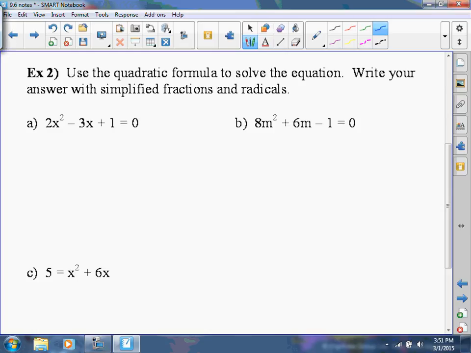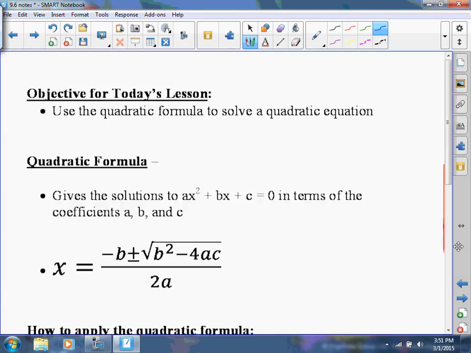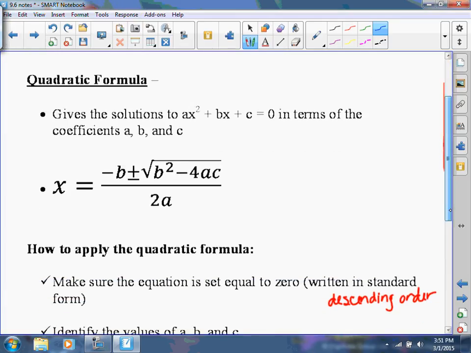So for part A, I have 2x squared minus 3x plus 1 equals 0. So it's all set equal to 0. Everything's in descending order. I have all of my terms. I don't need a placeholder. So I need to know that a is 2, b is negative 3, and c is 1. And now I'm going to substitute into the quadratic formula. I'm sorry, the quadratic equation here. Okay, so this is what I'm going to be substituting it into.